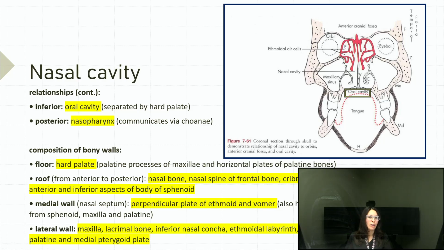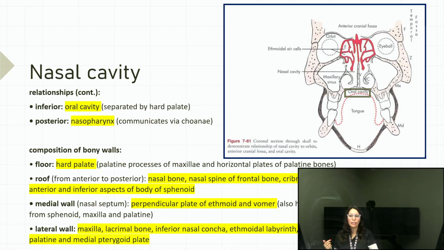On the inferior aspect, you have the oral cavity separated by the hard palate. Actually, the hard palate is what forms the floor of the nasal cavity. Posteriorly, you have to think of the nasopharynx communicating with the choana. Again, the floor, like I said, is the hard palate based on the maxilla and horizontal plates of the palatine bones.